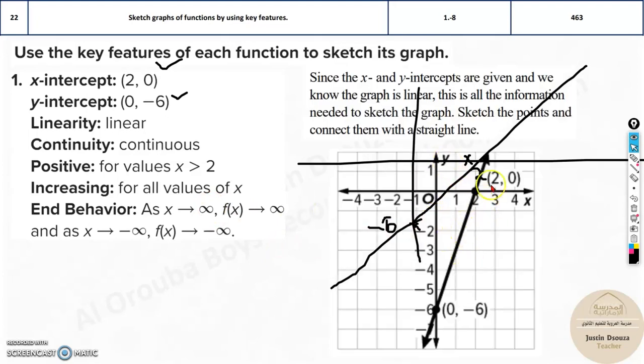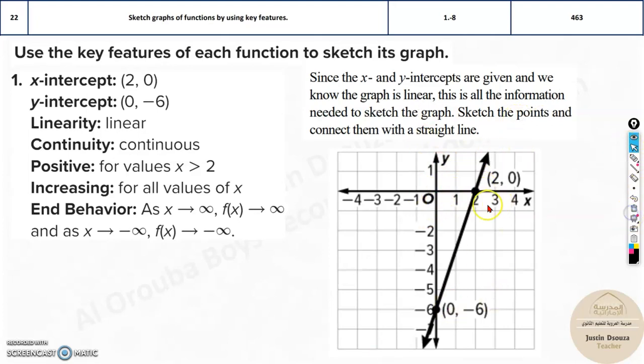Now, look over here. Okay, my drawing was very bad, but 2 and minus 6, this is the exact one. Draw a straight line. You don't even need any other points. You need to know this: it's linear, a straight line, and it's continuous. So we just mark these two points like this. The positive values are all values greater than x equals 2. It's increasing for values of x, going upwards.